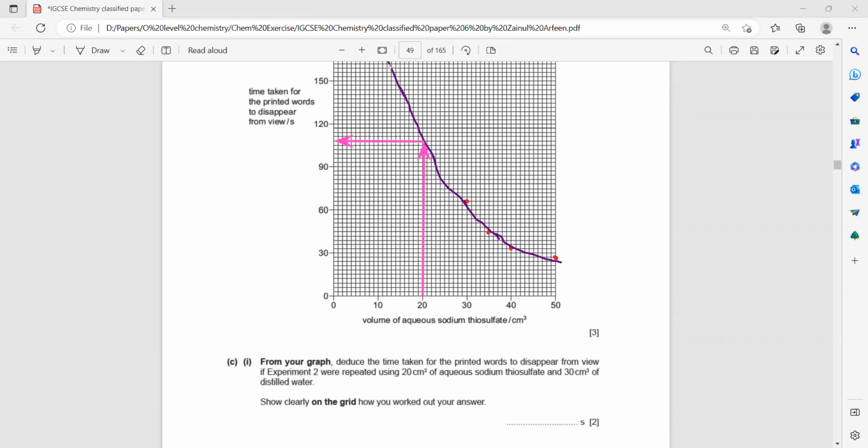On the y-axis, each box represents 3. So this one is 93, 96, 99, 102, 105, 108. So this will be 108, which equals 108 seconds. Is it clear, this one? Yes, sir, clear.